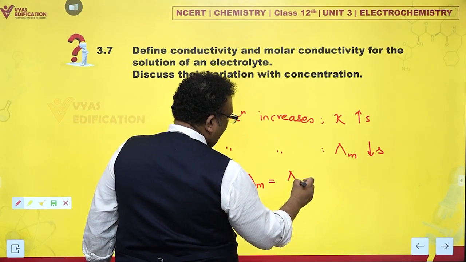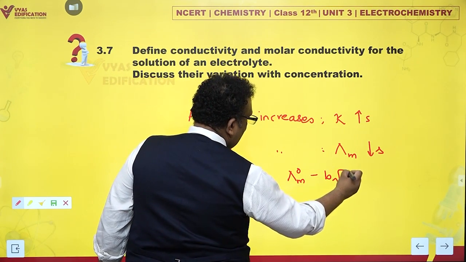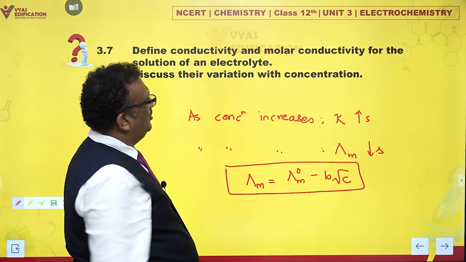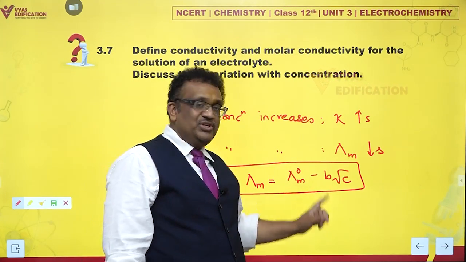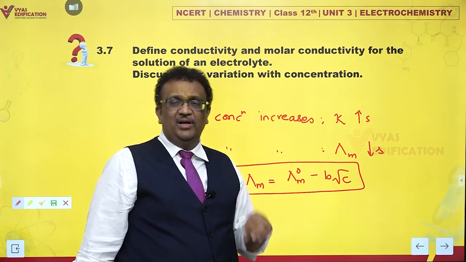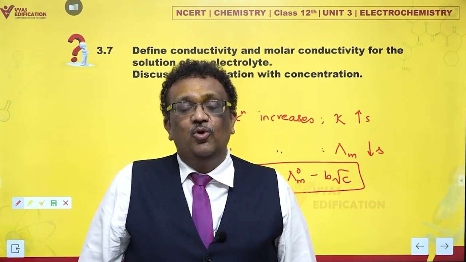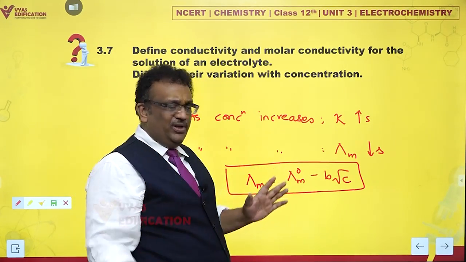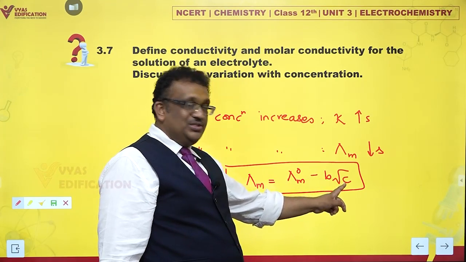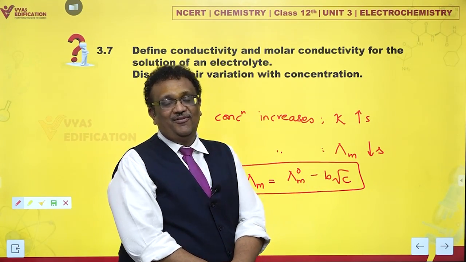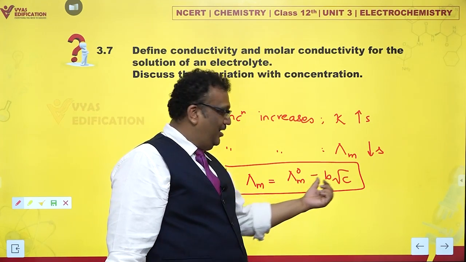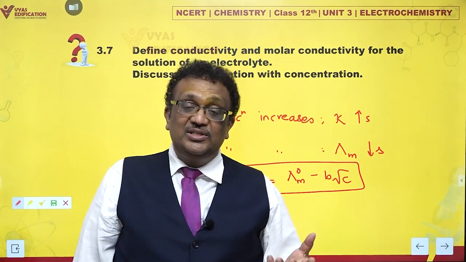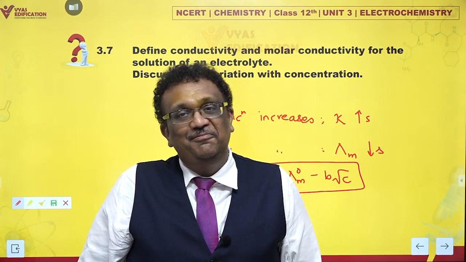Lambda m is lambda m naught minus b root c. Although this is not really very much a part of this question, the variation with concentration was discussed by Kohlrausch and later on it was refined also. Now this is more called Debye-Huckel-Onsager equation. Don't worry about names much if they sound very bad to you. Lambda m versus concentration, this is the way you write it down. Lambda m naught and b are constants. Concentration c is a variable and lambda m is a variable. So as you can see, as concentration increases, lambda m decreases.